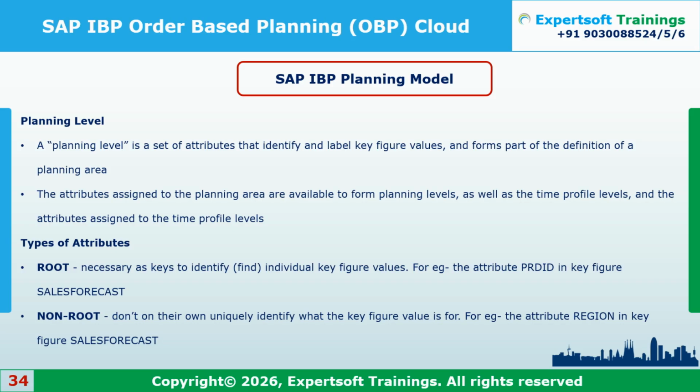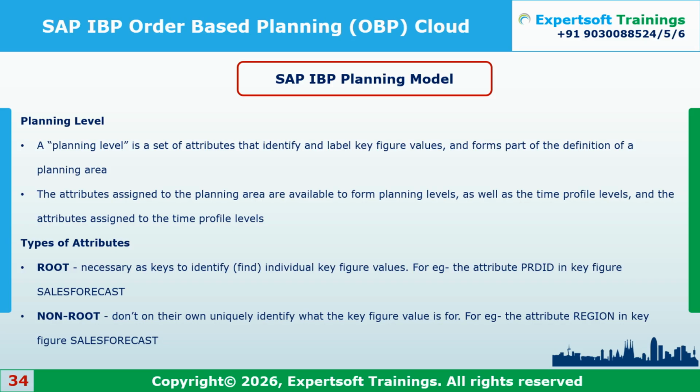Again here, the planning level contains two types of attributes. One is a root attribute and the second one is a non-root attribute. Root attributes are nothing but the key attributes of the respective master data, and non-root attributes are non-key attributes. Root attributes are useful to save the transactional data at that specific attribute level. Non-root attributes are for navigational purposes.